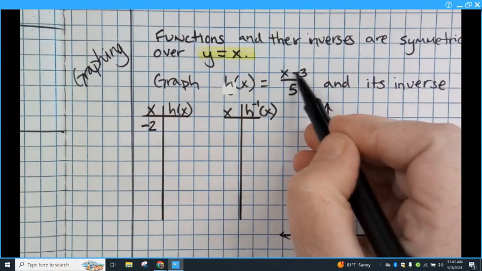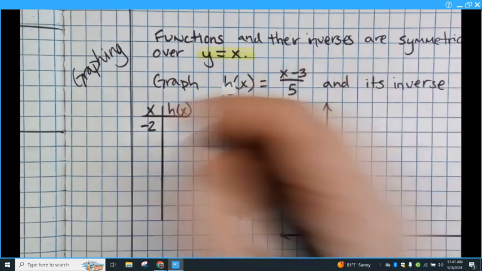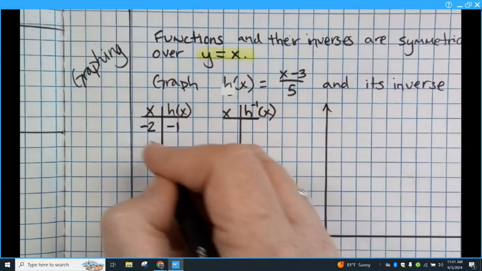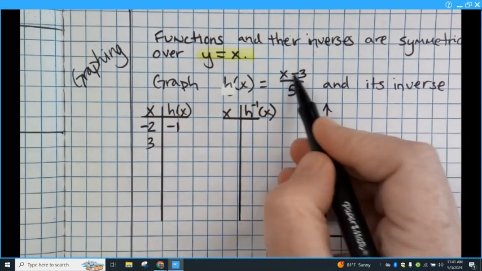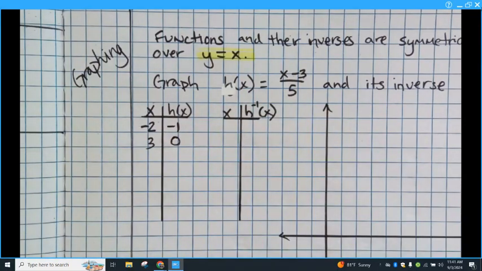Negative 2 minus 3 is negative 5. Negative 5 divided by 5 is negative 1. The next number I'm going to choose to plug in, I'm specifically choosing numbers that make the math easy. I'm going to plug in 3. So 3 minus 3 is 0. 0 divided by 5 is 0.